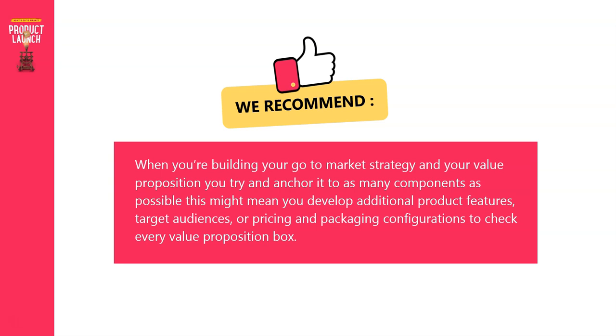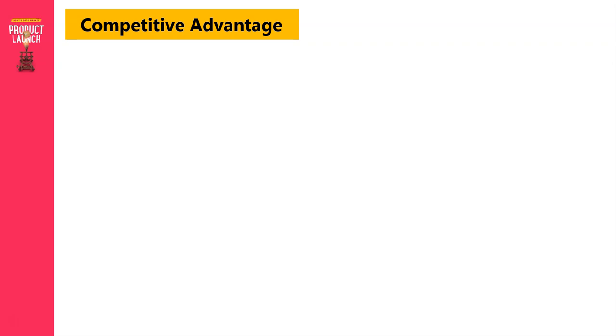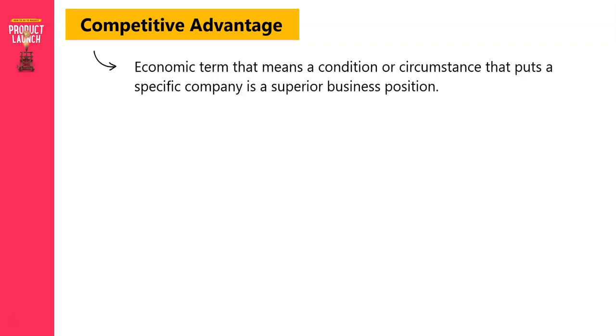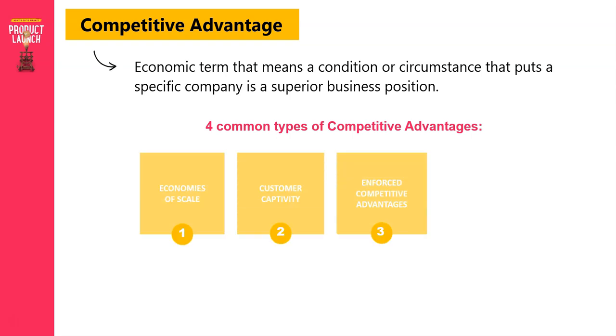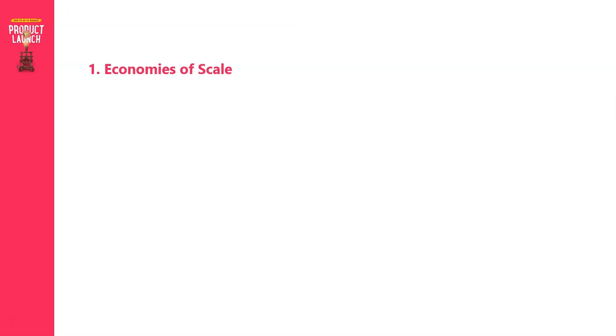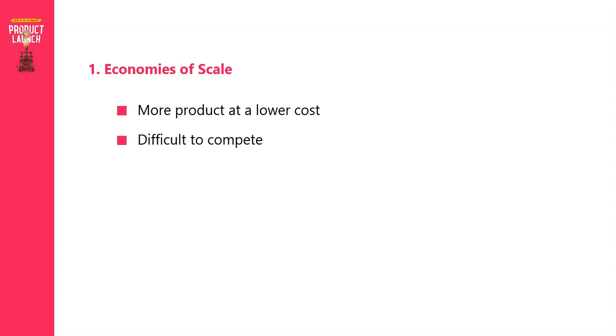Competitive advantage. Competitive advantage is an economic term that means a condition or circumstance that puts a specific company in a superior business position. There are 4 common types of competitive advantages. 1. Economies of scale. A company can produce more of their product at a lower cost because they're producing a lot of it, which makes it difficult for others to compete due to the low cost a specific company can offer.